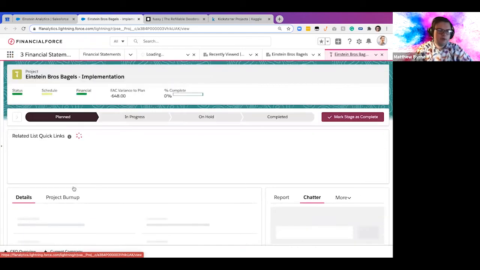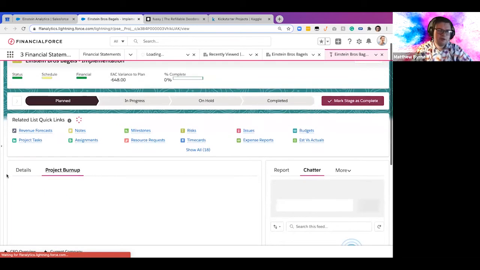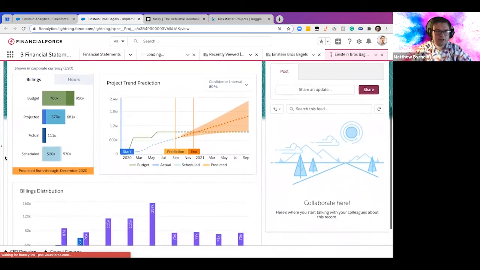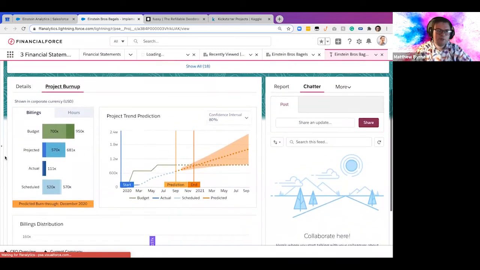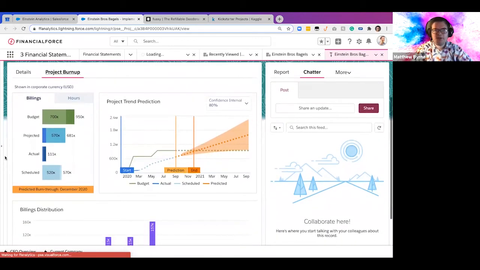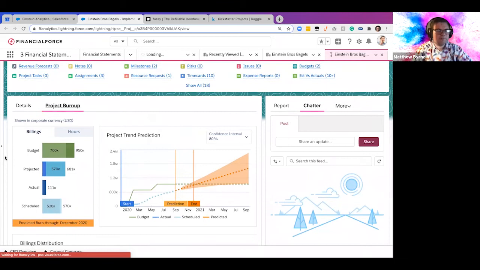There we go. And I've embedded the Einstein dashboard within the project record. Done a little bit of different styling there, but I think stuff like that, if you want people to adopt analytics, embed it. And I think it looks pretty beautiful for an embedded dashboard, which looks like it's part of the rest of the system.